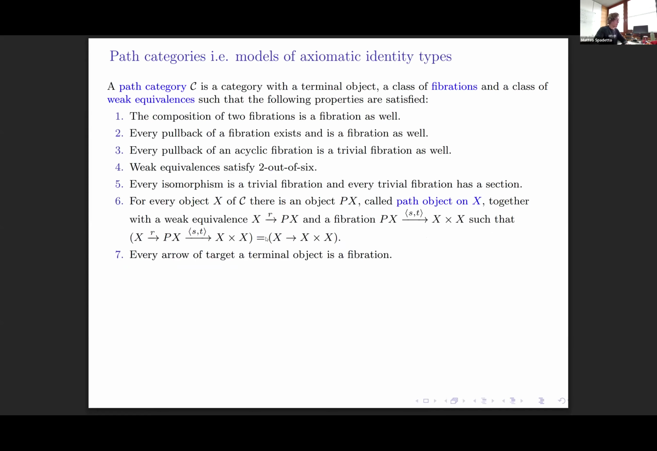For instance, I want to briefly mention path categories, which are display map categories. Read fibration as display map. Maybe I should have written display map here in place of fibration. So it is basically a display map category. So we use, again, fibrations to talk about the types, together with a family of weak equivalences, such that some axioms that we are not going to read are satisfied. And the idea is that out of these axioms, you can prove that weak equivalences and fibrations produce a weak version of a weak factorization system. So let us call it a very weak factorization system.